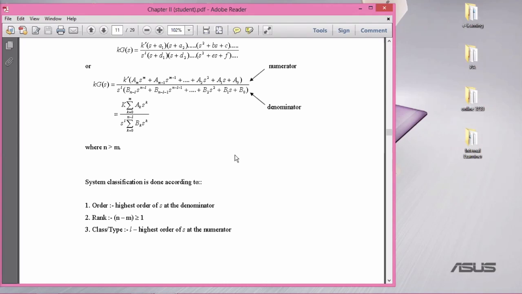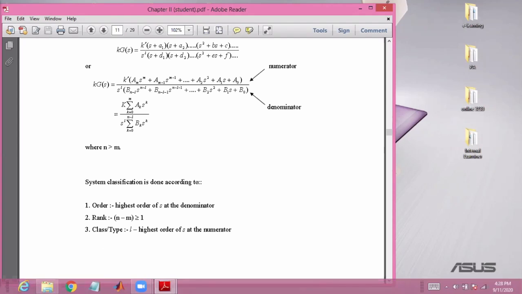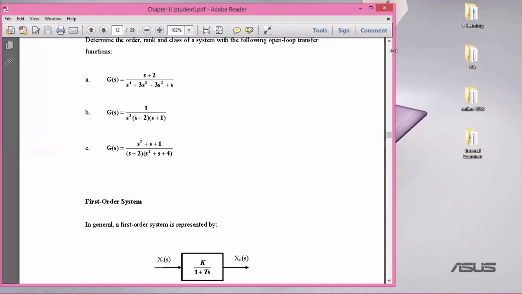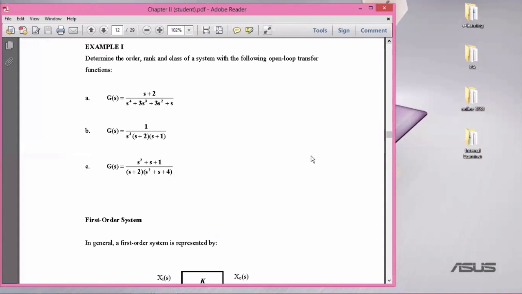Again, I'm going to explain this using examples, which is much easier. Okay, let's see now. This is our open loop transfer function ABC here. So example 1, determine the order, the rank, and the class.